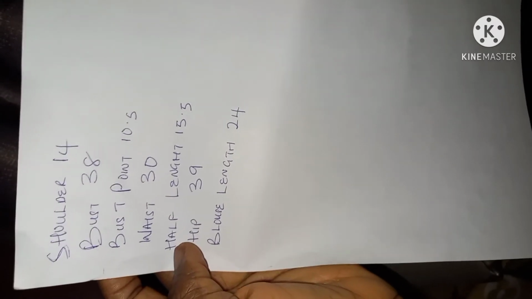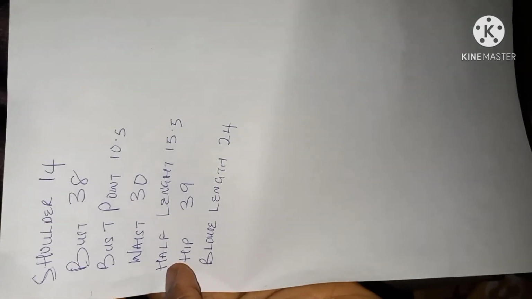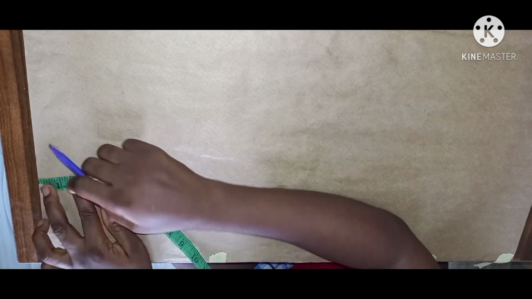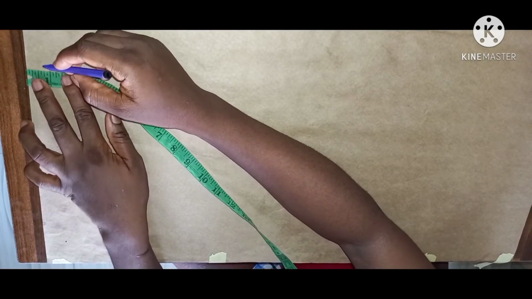Okay, so guys, our required measurements are these: shoulder 14, bust 38, bust point 10.5, waist 30, half length 15.5, hip 39, and our blouse length is 24. So guys, the first thing we'll do on this paper is to come down by 1 inch from the tip of this paper. It will enable us to see where we'll draft our shoulder allowance, okay, because I'll be putting the allowance on it. So that's it, okay. So I've put a line to show where our shoulder will start from.